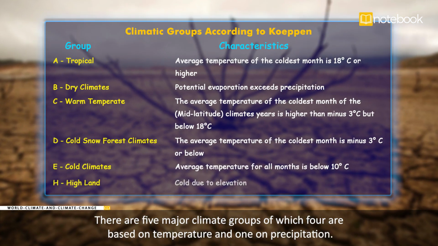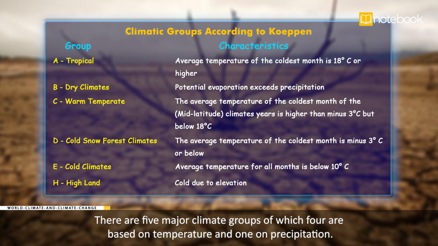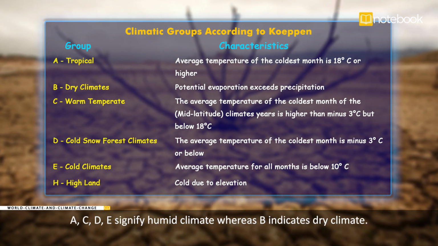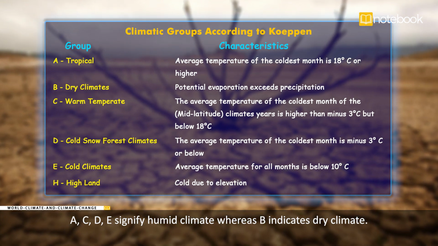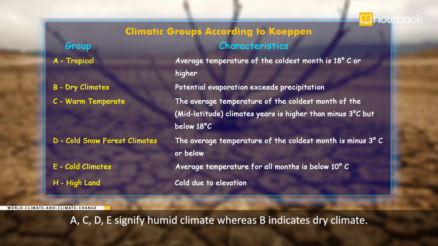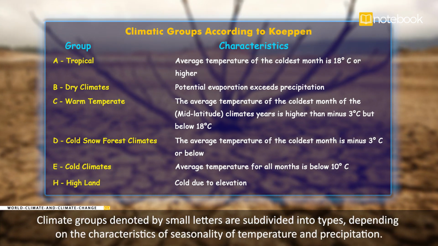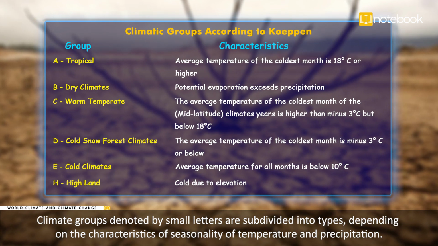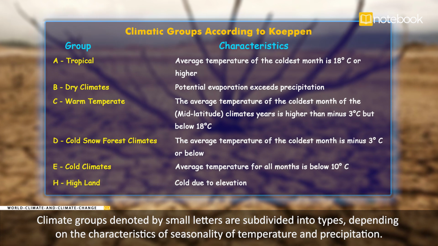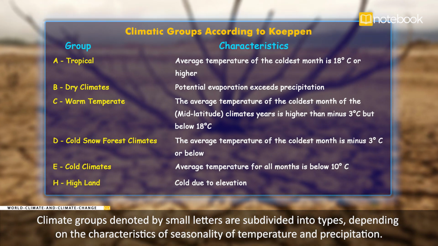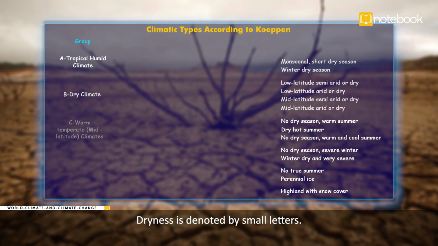There are 5 major climate groups, of which 4 are based on temperature and 1 on precipitation. A, C, D, E signify humid climate, whereas B indicates dry climate. Climate groups denoted by capital letters are subdivided into types, depending on the characteristics of seasonality of temperature and precipitation. Dryness is denoted by small letters.